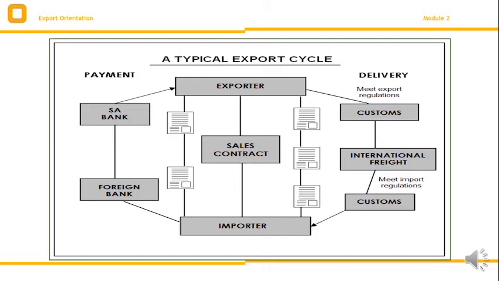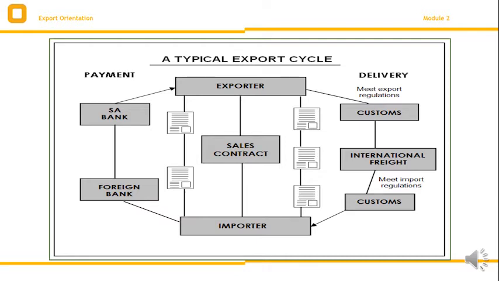Let's look at a typical export cycle. At the center of the cycle, you have the sales contract. The sales contract is between the importer and the exporter once they have agreed and negotiated the terms of the contract. The terms will include the goods that are going to be delivered, the quantity, as well as the price and any other requirement that both parties see as important for this transaction.